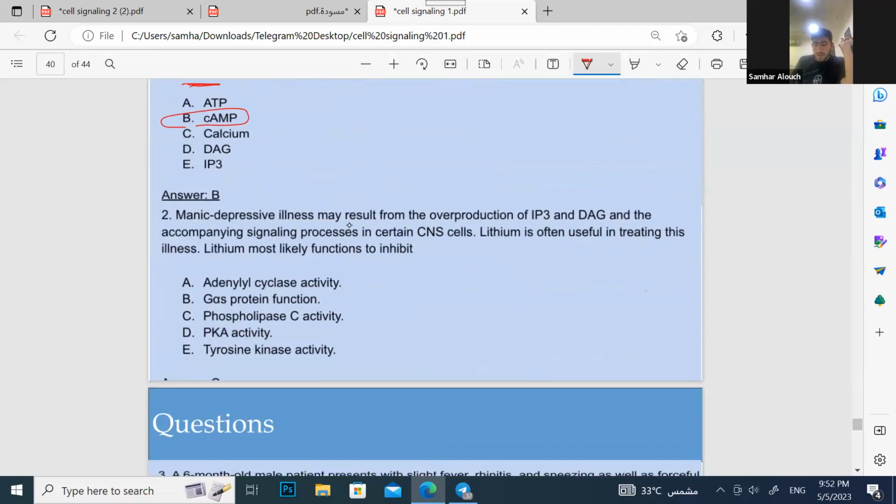The second question: manic depressive illness may result from overproduction of IP3 and DAG in the accompanying signaling process in certain CNS cells. Lithium is often useful in treating this illness.